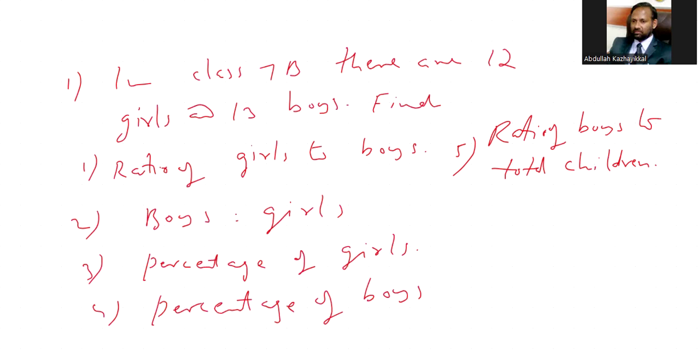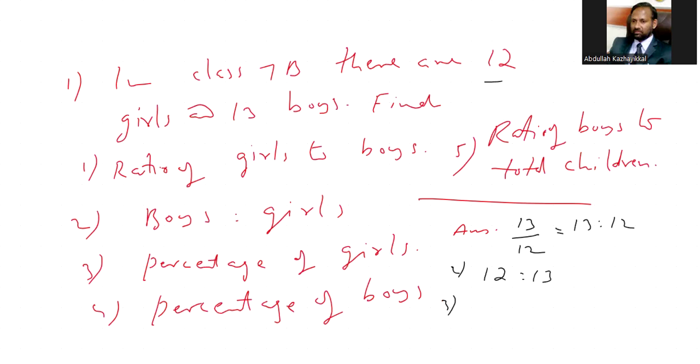Ratio girls to boys, tell me, what is the answer? How many girls? 13. 13 to 12. Correct. Girls first and then boys. That means 13 is to 12. We cannot divide. Second one, boys is to girls. That means boys, how much? 12. 12 is to 13. Now third one.